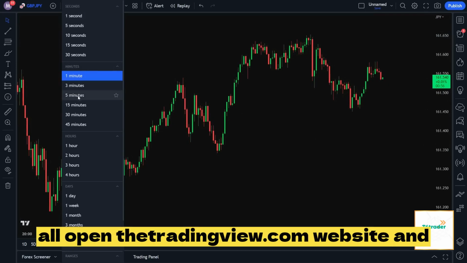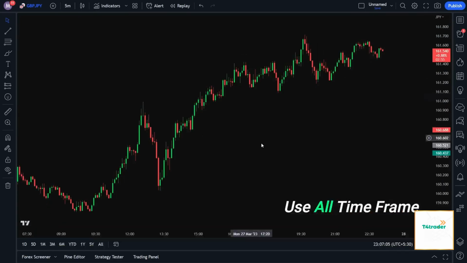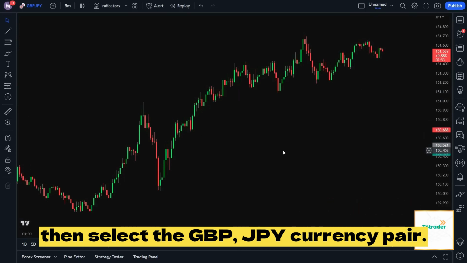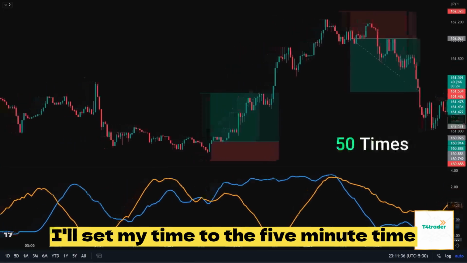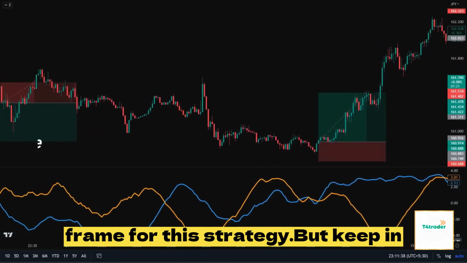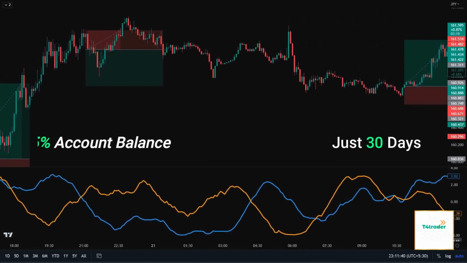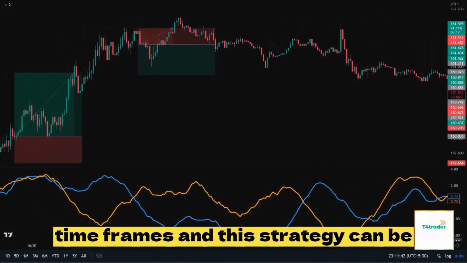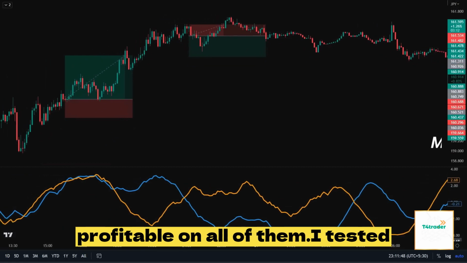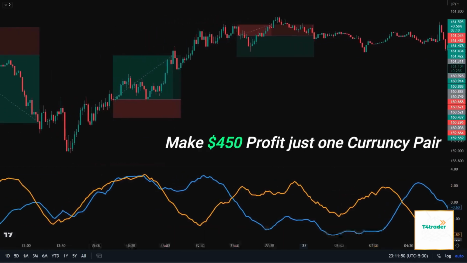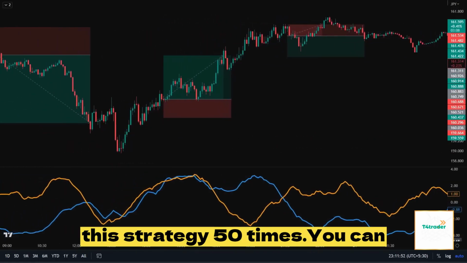First of all, open the tradingview.com website and then select the GBP-JPY currency pair. I'll set my time to the 5-minute time frame for this strategy. But keep in mind that you can use this method on all time frames and this strategy can be profitable on all of them. I tested this strategy 50 times.